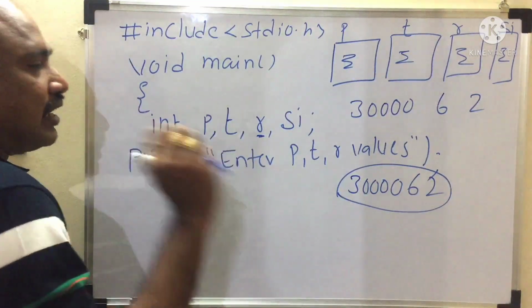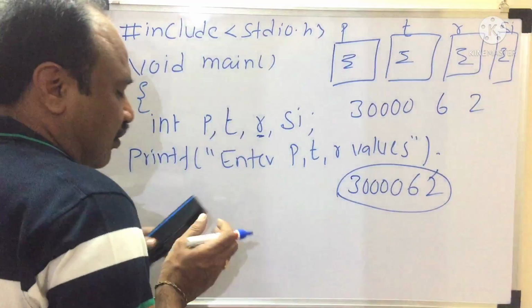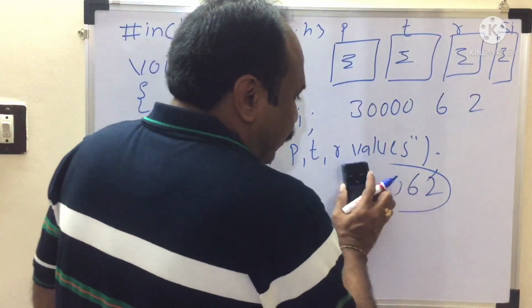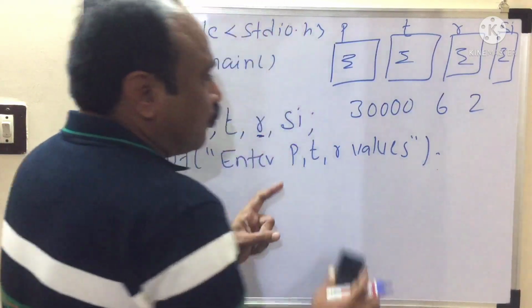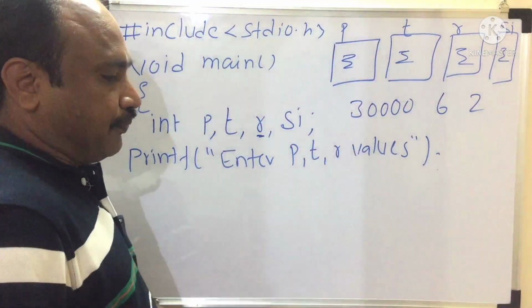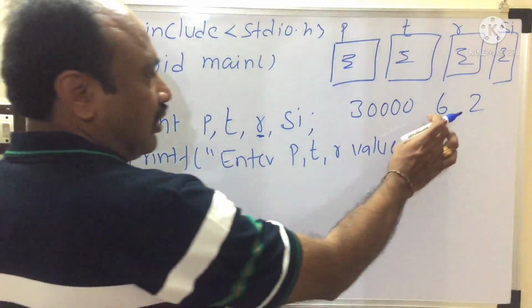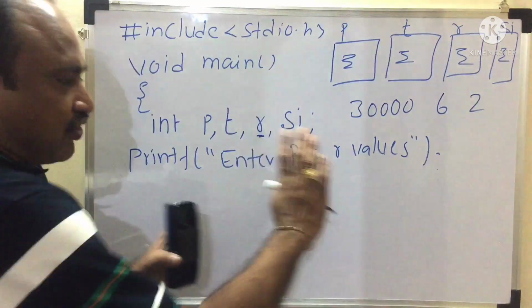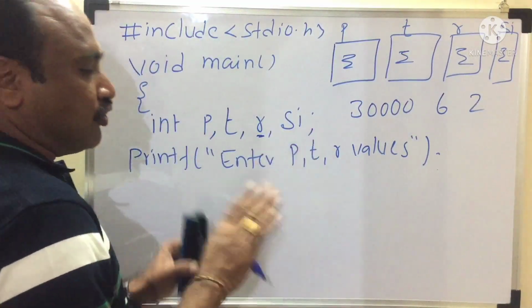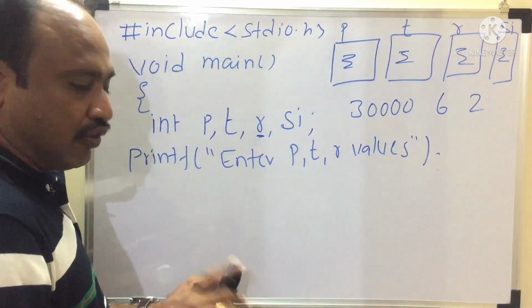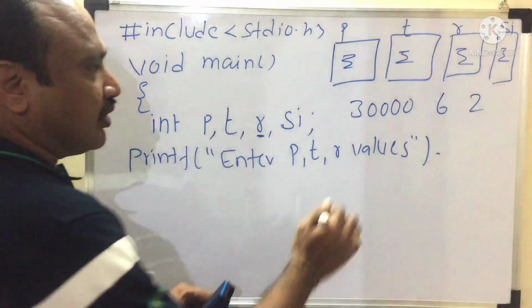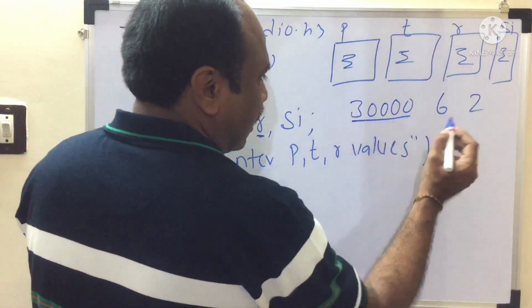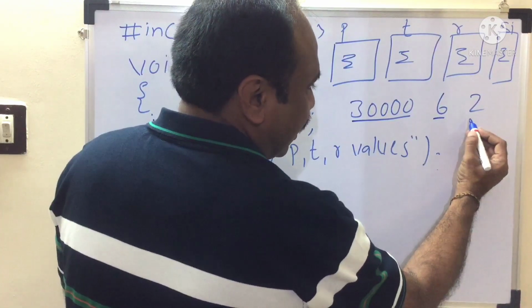It will assume that as a single value. That's why, while providing values, we have to enter the first value, press enter, second value, press enter, third value. Or first value, space, second value, space, meaning the space bar on your keyboard. It will be assumed as the first value, the second value, and the third value.